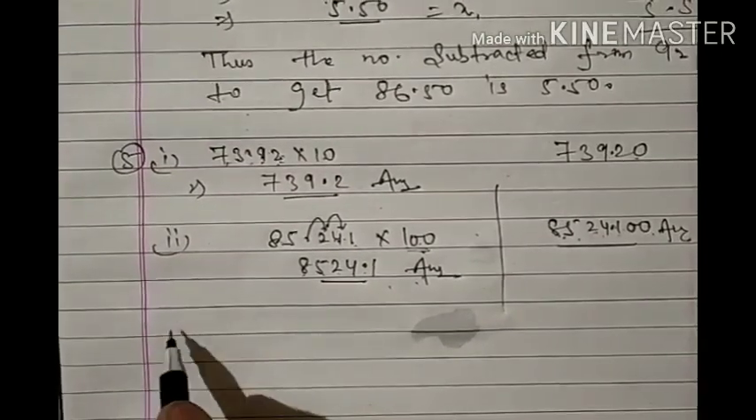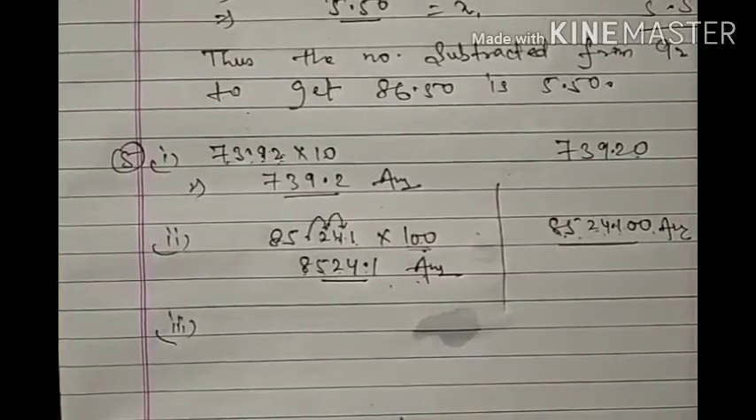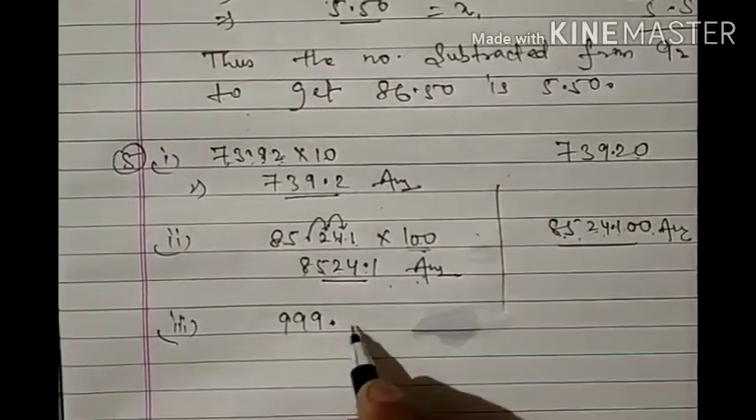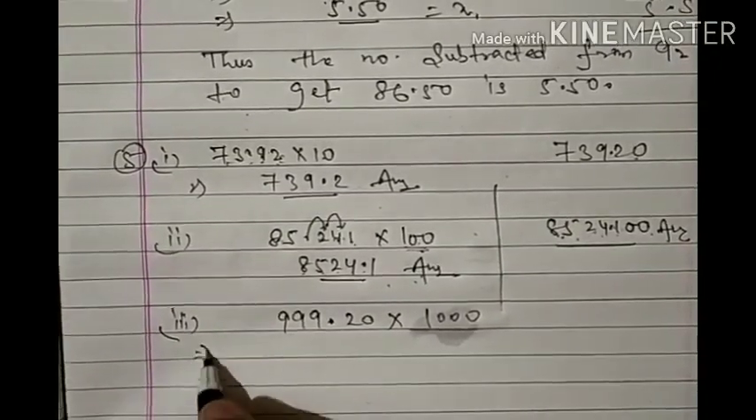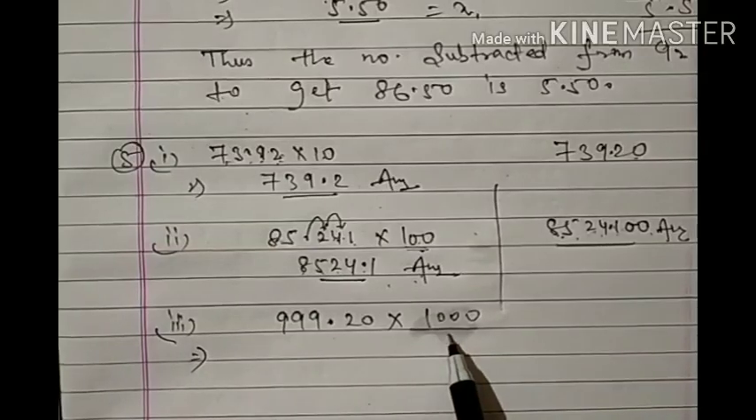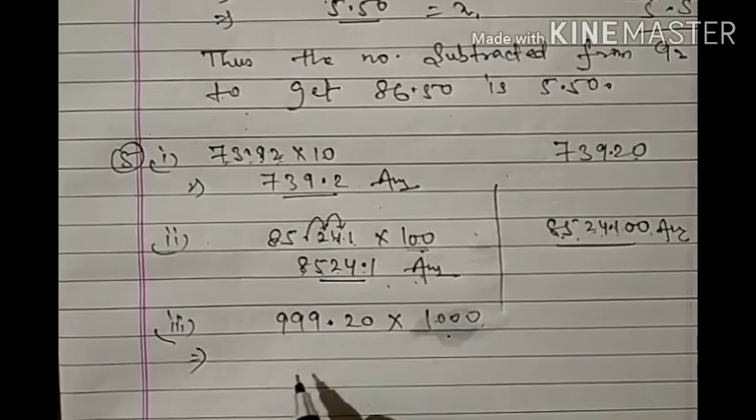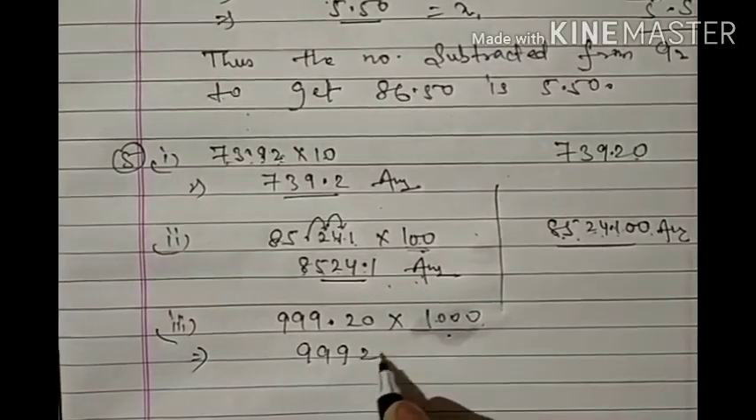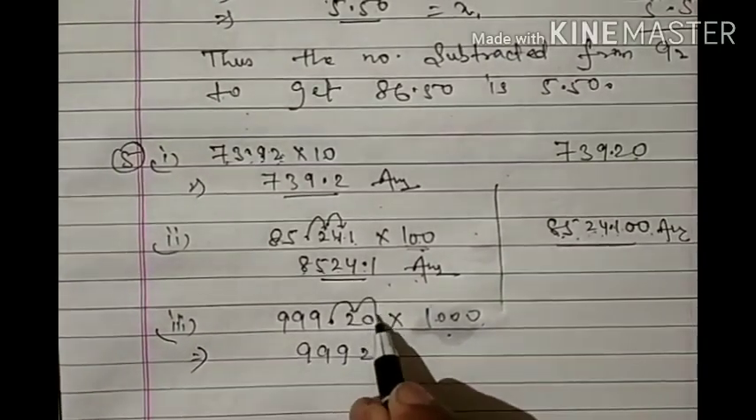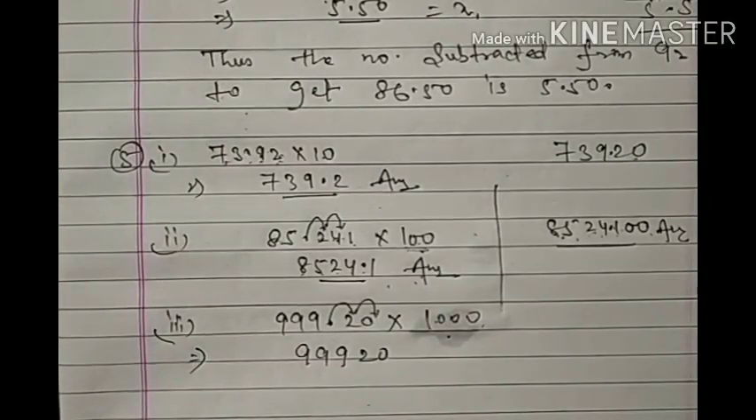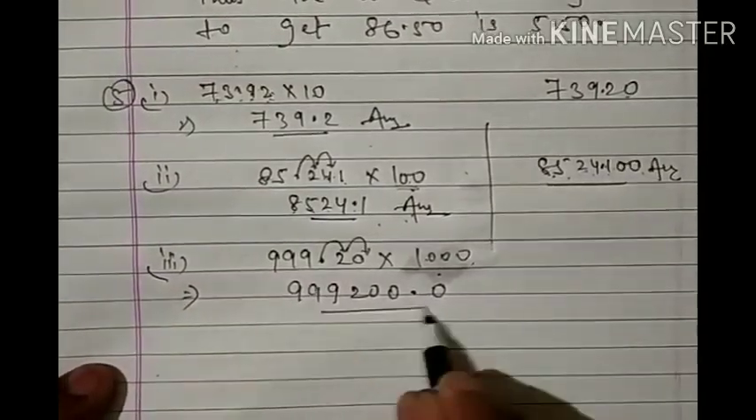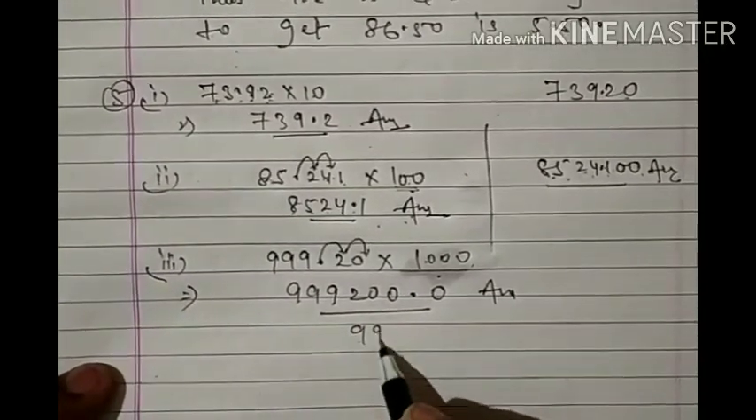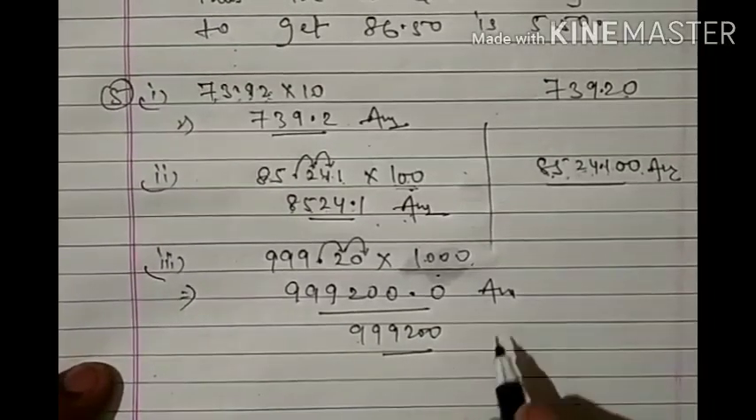Let's move on to the third question of question number 5. 999.20 multiplied by 1000. Simply, very easy. Whenever you multiply by 1000, you shift the decimal 3 steps towards right. 1, 2, 3. So 3 steps. We will write 99920. First step, second step. In the third step, we don't have any digit, so we will put 0 over here and put a decimal here, and again 0. So what will be our answer? 999,200 will be our answer.